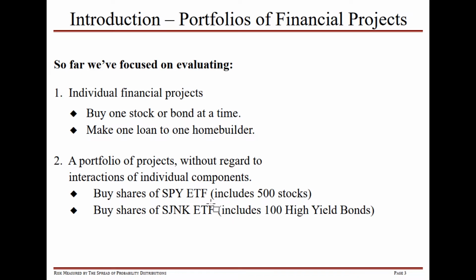So some examples we've looked at already would be something like buying shares of the SPY exchange traded fund, and that includes 500 stocks in it, or buying shares of something like the SJNK ETF, which includes 100 high yield bonds. So these are portfolio projects, but we haven't really thought about how the individual components may affect the overall performance of the portfolio itself.